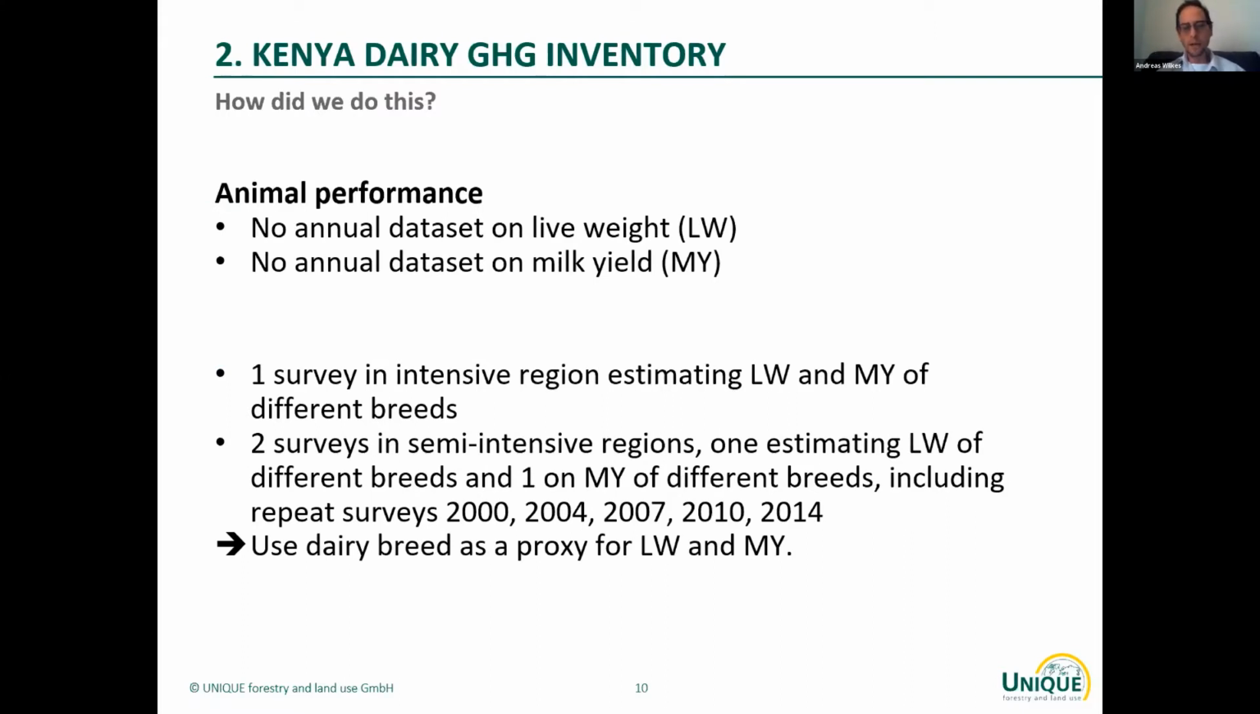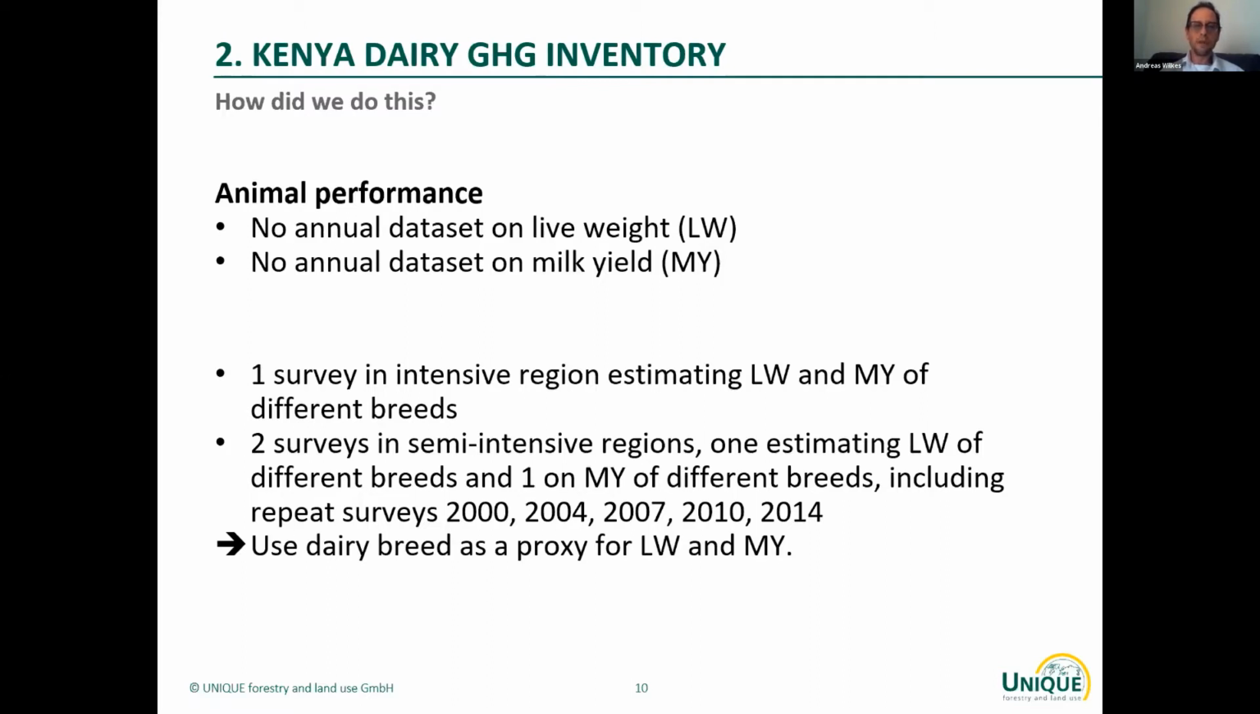We also had a lot of gap filling to do in terms of animal performance. So for live weight and milk yield, for example, live weight is the main determinant of net energy for maintenance, and milk yield is one of the key variables that the ministry is interested to track from a policy perspective. But there were no long-term data sets on either of these parameters. So again, we turned to the literature.